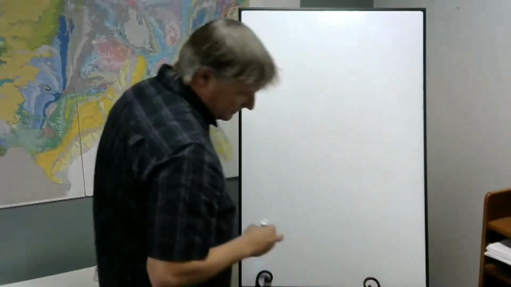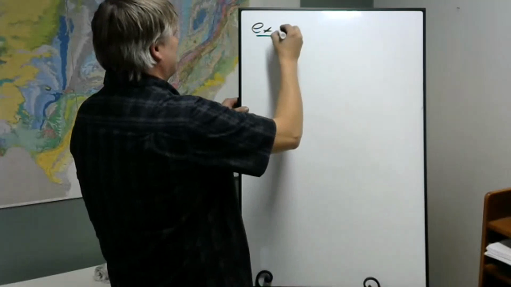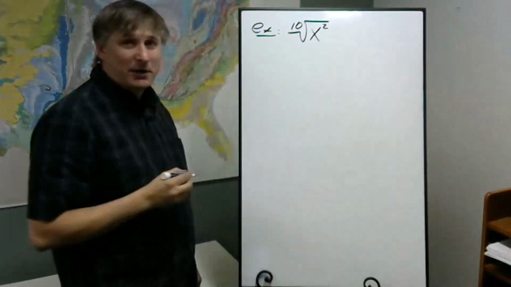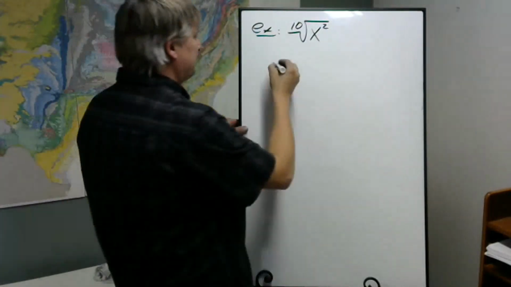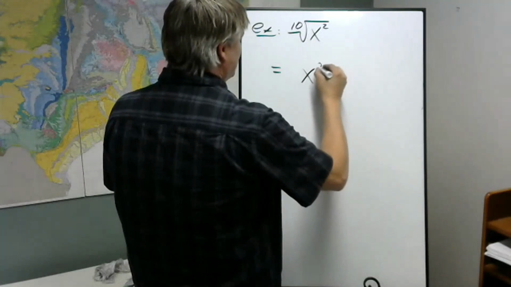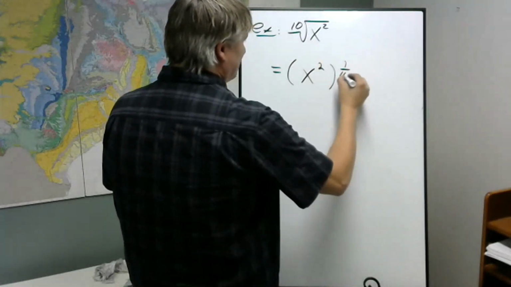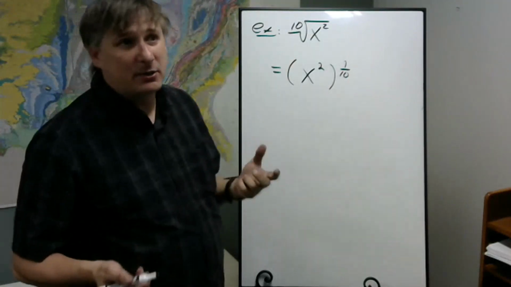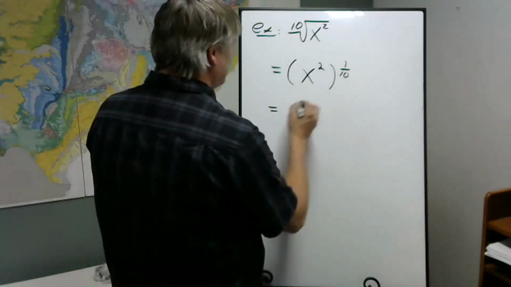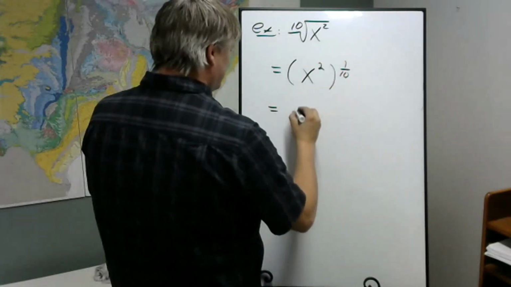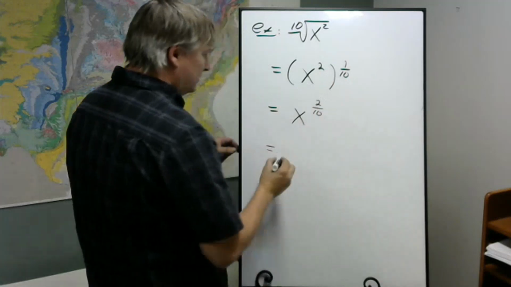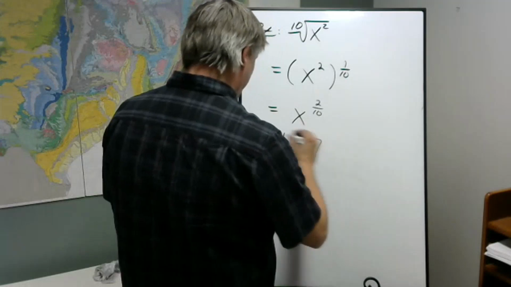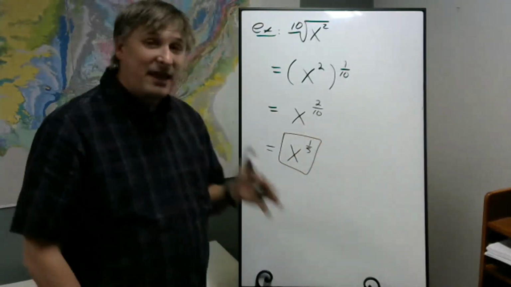So let's say we have something like this. The 10th root of x squared. So what we're going to do, we'll treat this as x squared to the 1 over 10. Again, the root here we're going to treat as a rational exponent. Multiply together, we get x to the 2 over 10. We can reduce that to x to the 1/5. And that's going to be our answer.